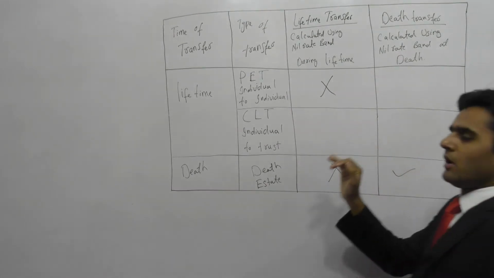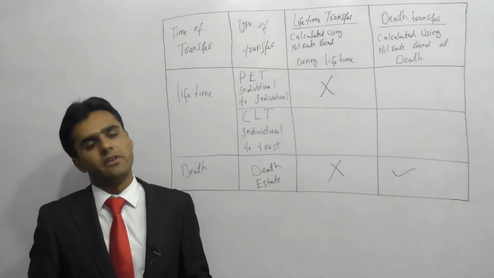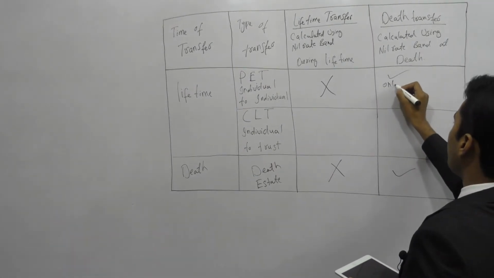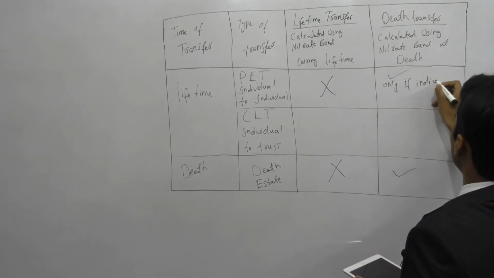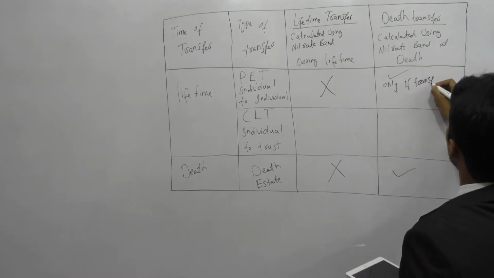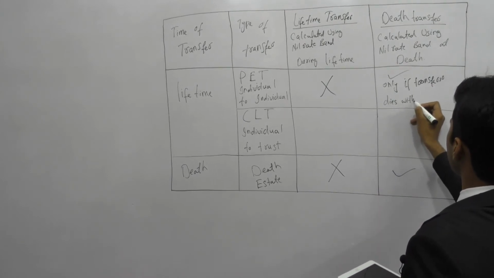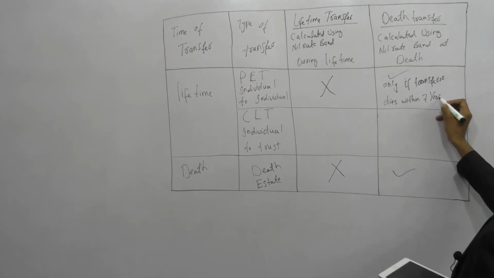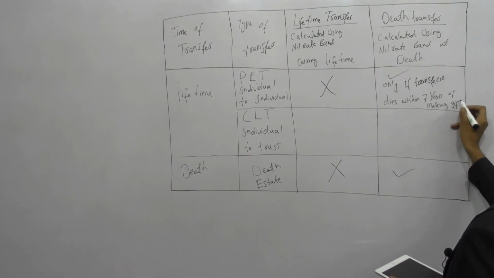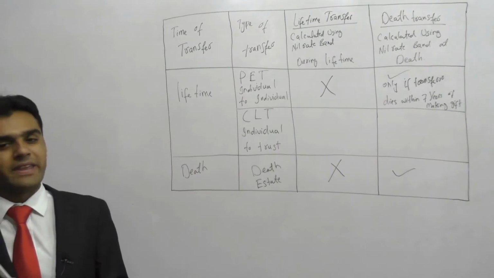And if we come to death, we will have to pay inheritance tax if the individual dies within 7 years. Right? So we will write down, yes, we will have to pay only if the individual, or the transferor, we can say transferor basically, dies within 7 years of making the gift. Right? So he will have to pay tax only if the transferor dies within 7 years of making the gift.